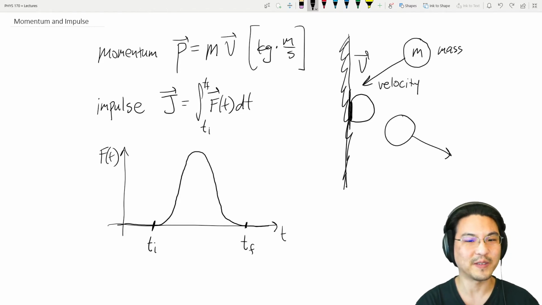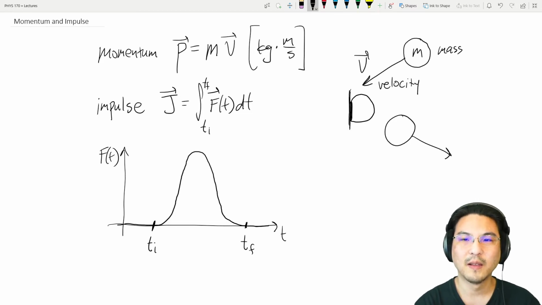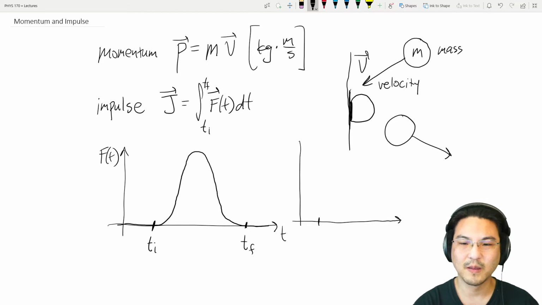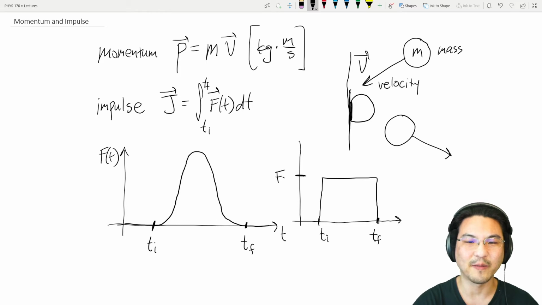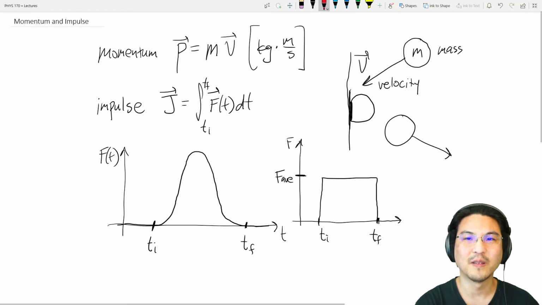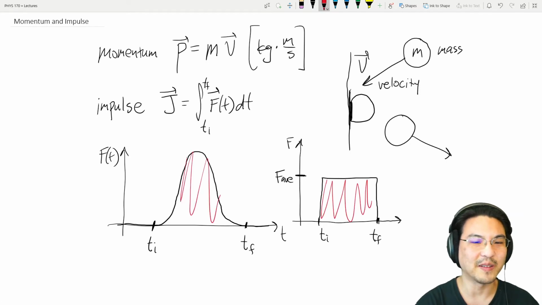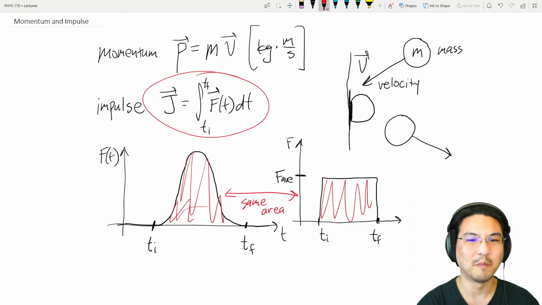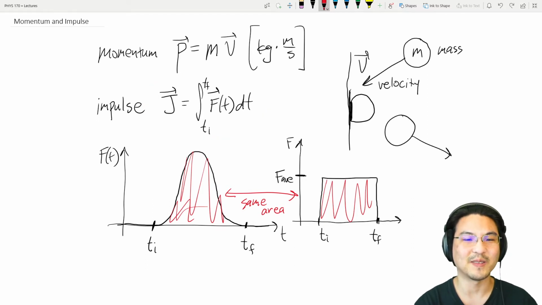Okay, so we got these two brand new definitions. And we can make an approximation. So let's say we model this kind of bell-shaped curve with a rectangle, say like this. So the same time interval from t initial to t final, but some different average force where this area is the same as this area. So same area. By same area, I mean the same impulse, but it's an approximation. So instead of this kind of function, this is just a constant.